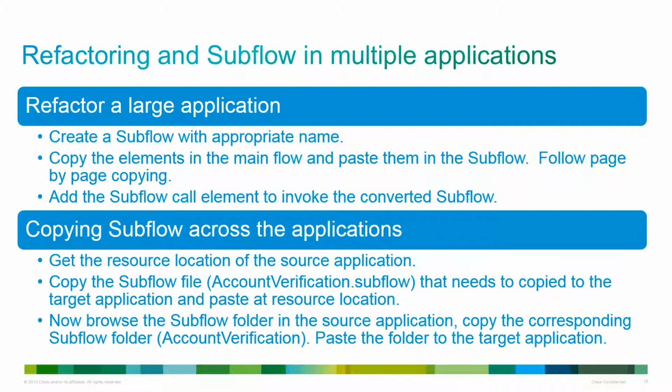Now delete the appropriate elements in the main flow and add a subflow call element and invoke the subflow. Repeat this delete step and adding a subflow call step wherever it is needed in the main flow, where originally the application logic is duplicated.